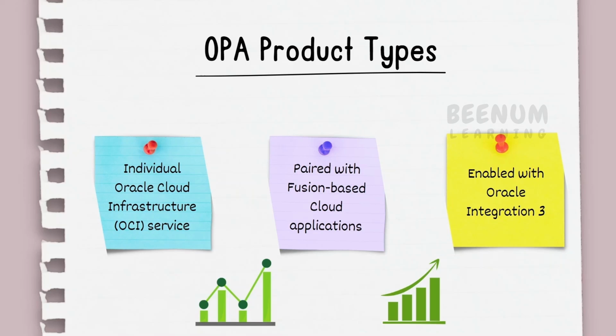Third thing is we can enable the OPA instance within your Oracle Integration 3. Suppose you have provisioned an Oracle Integration Gen 3 or Oracle Integration 3 instance in OCI, you can enable the OPA like how you enable Visual Builder in Oracle Integration 3. So these are the three offerings or the product types available for Oracle Process Automation currently at the time of recording this class.